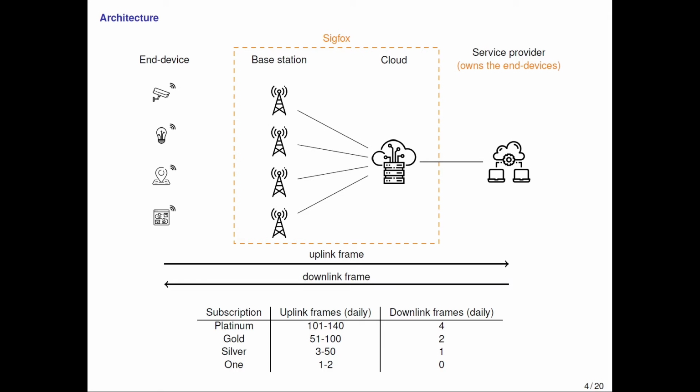Sigfox proposes different types of subscription, which differ on the number of messages an end device can send on a daily basis. The cheapest subscription allows sending at most 2 messages per day, and the most expensive, which in fact is not that expensive, allows sending up to 140 messages every day.